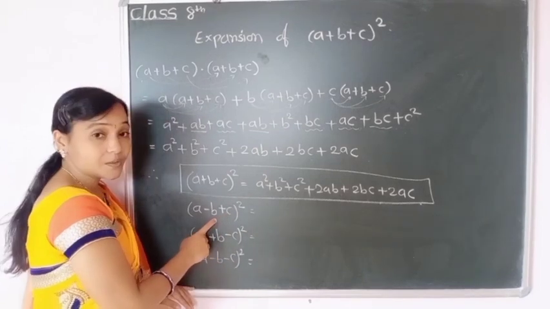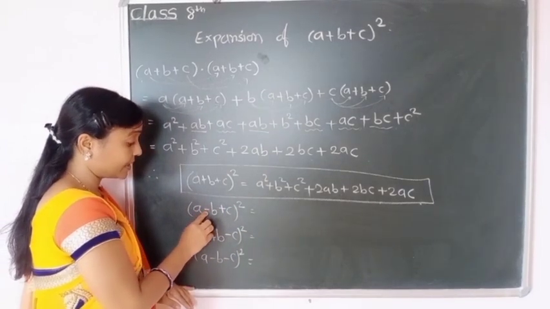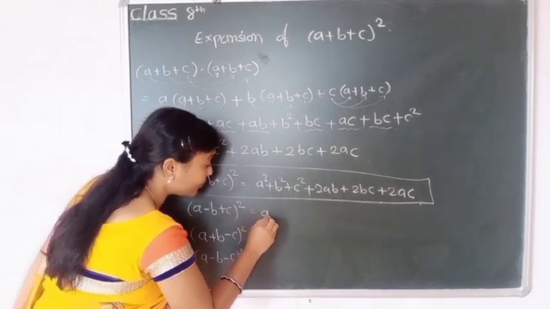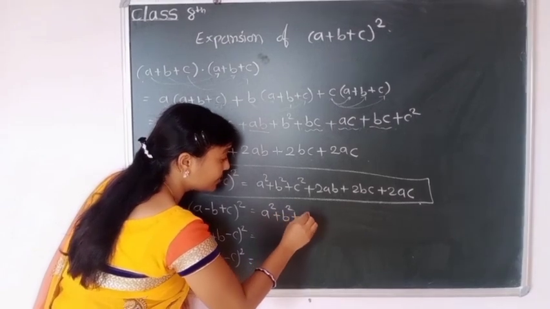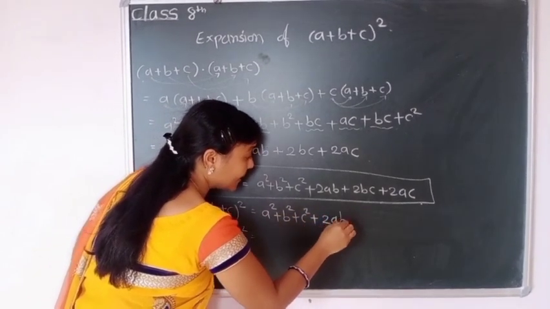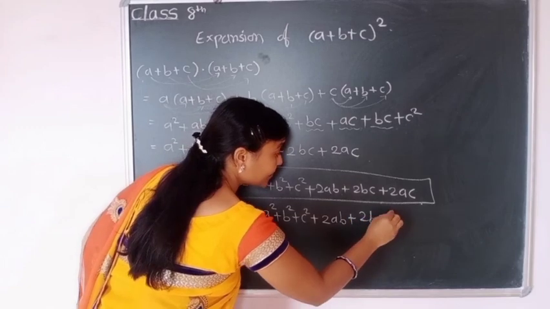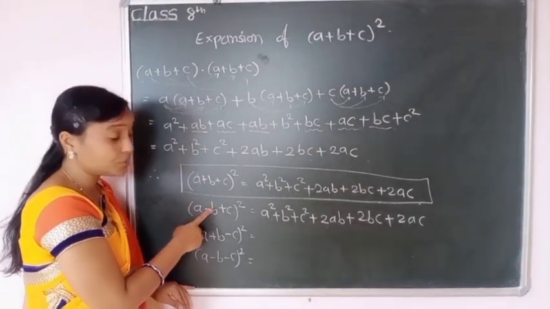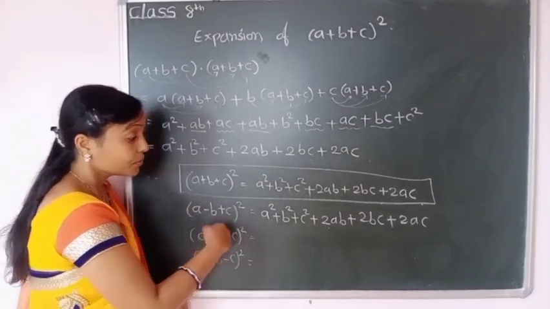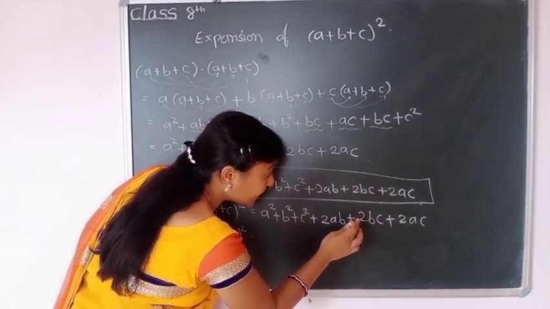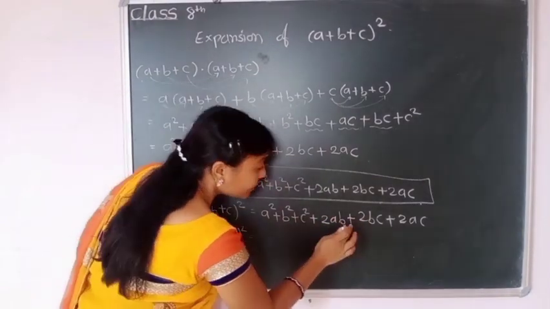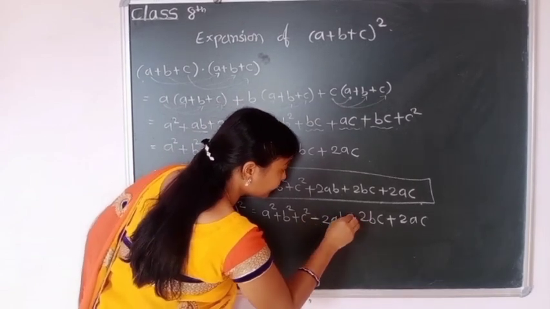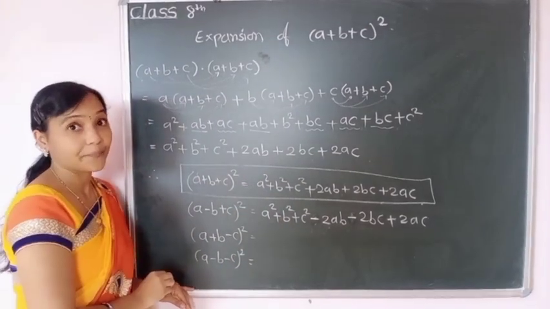So how to make this formula? If in this formula there is one negative sign on b, then first you write down the same formula: a square plus b square plus c square plus twice ab plus twice bc plus twice ac. And then you observe where the negative sign is on the b. Then you make the negative term of that b term. Where are the b's? Then you put a minus sign only there. Then this is the answer of this formula.